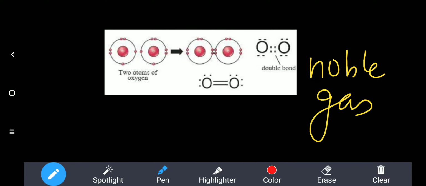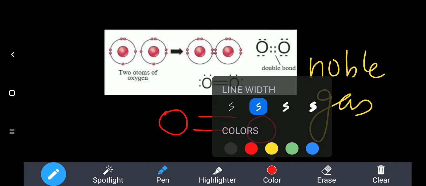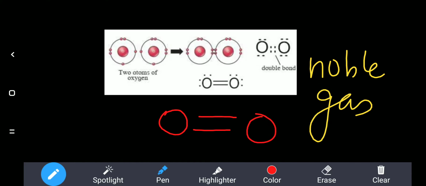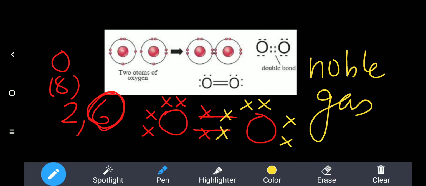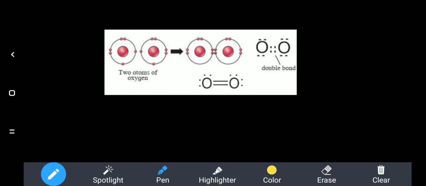After attaining noble gas configuration, it goes for a double bond because that many shared electrons were required. Oxygen was having 6 electrons. How many electrons was it having in the outermost shell initially? See, oxygen is 8, 2 comma 6. 6 electrons in the outermost shell. So I draw 1, 2, 3, 4, 5, and 6. This other oxygen again 1, 2, 3, 4, 5, and 6. So two bonds are to be formed for having 8 electrons for reaching the noble gas configuration. So there's a formation of a double bond, two covalent bonds between oxygen and oxygen.